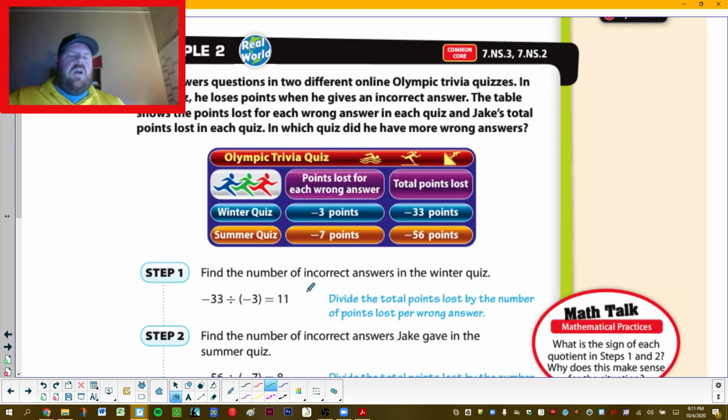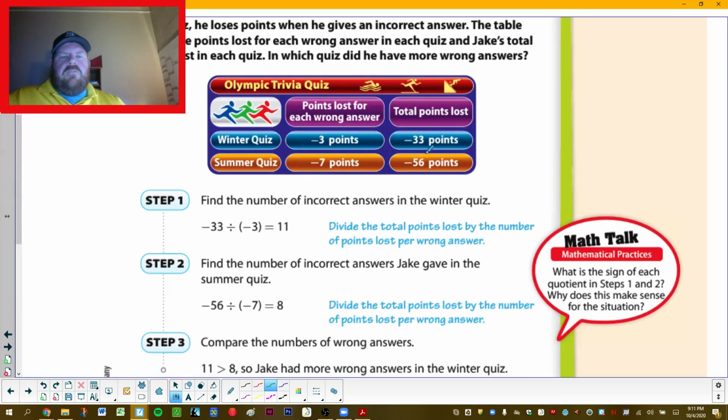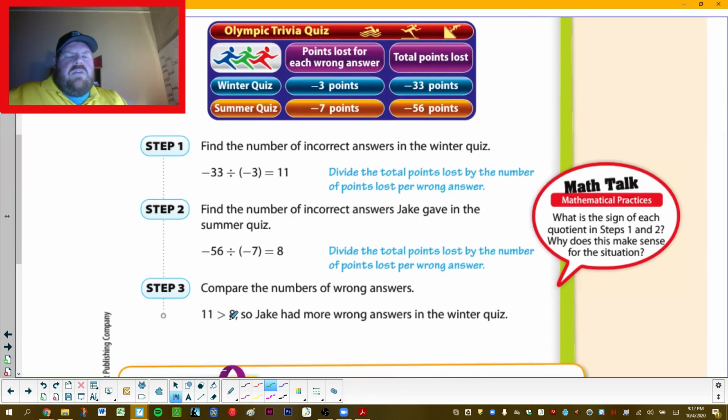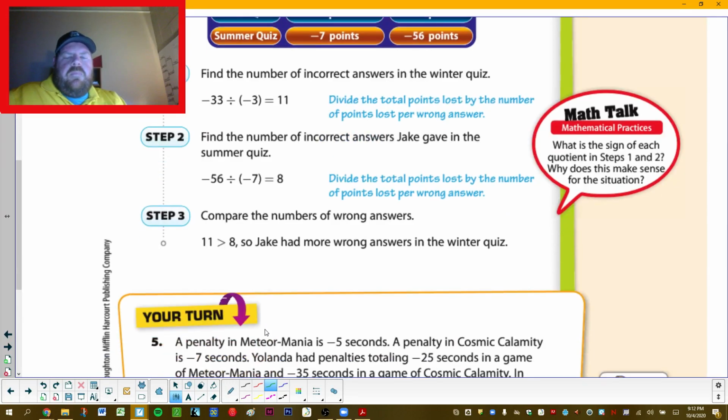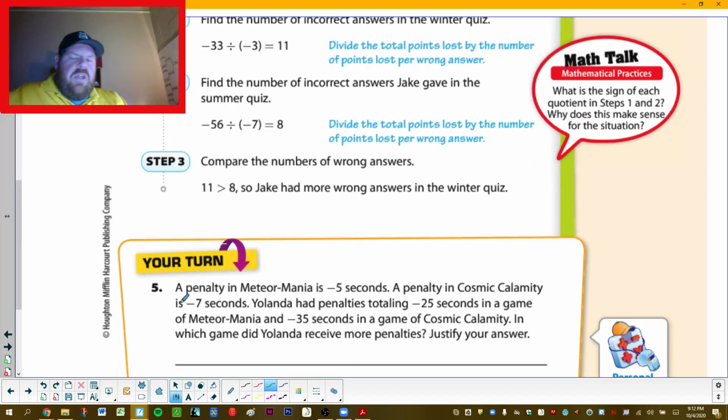So find the number of incorrect answers for the winter quiz. We're looking at negative 33 divided by negative 3. And that's going to tell us that he got 11 questions wrong. For the summer, we have negative 56 divided by negative 7. So he got 8 questions wrong. And then it says, in which quiz did he have more wrong answers? So he got more wrong answers in the winter quiz. Okay.